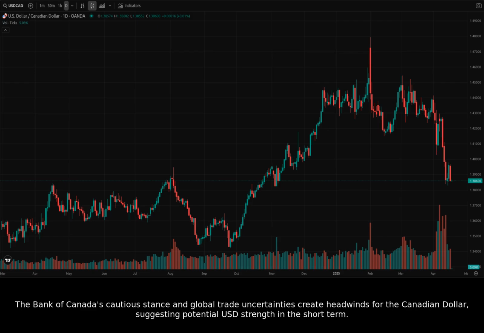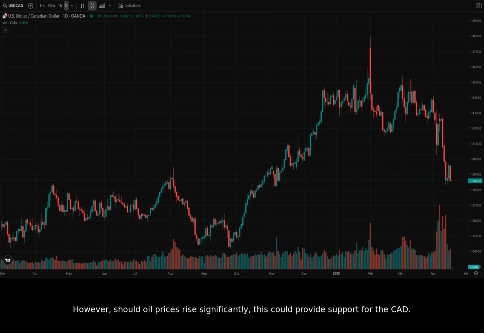The Bank of Canada's cautious stance and global trade uncertainties create headwinds for the Canadian dollar, suggesting potential USD strength in the short term. However, should oil prices rise significantly, this could provide support for the CAD.